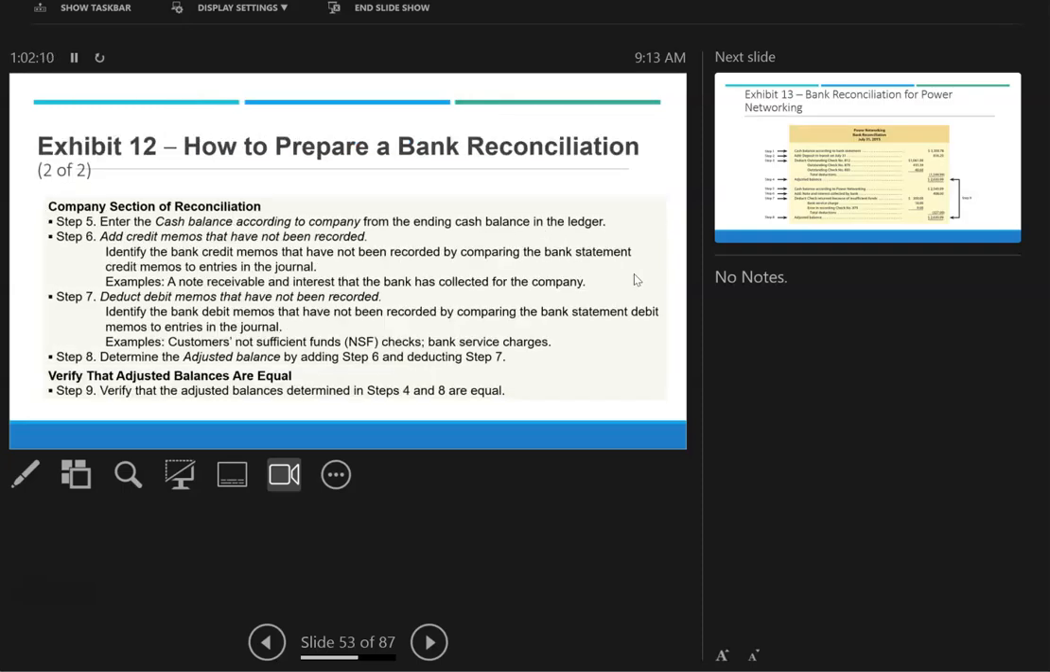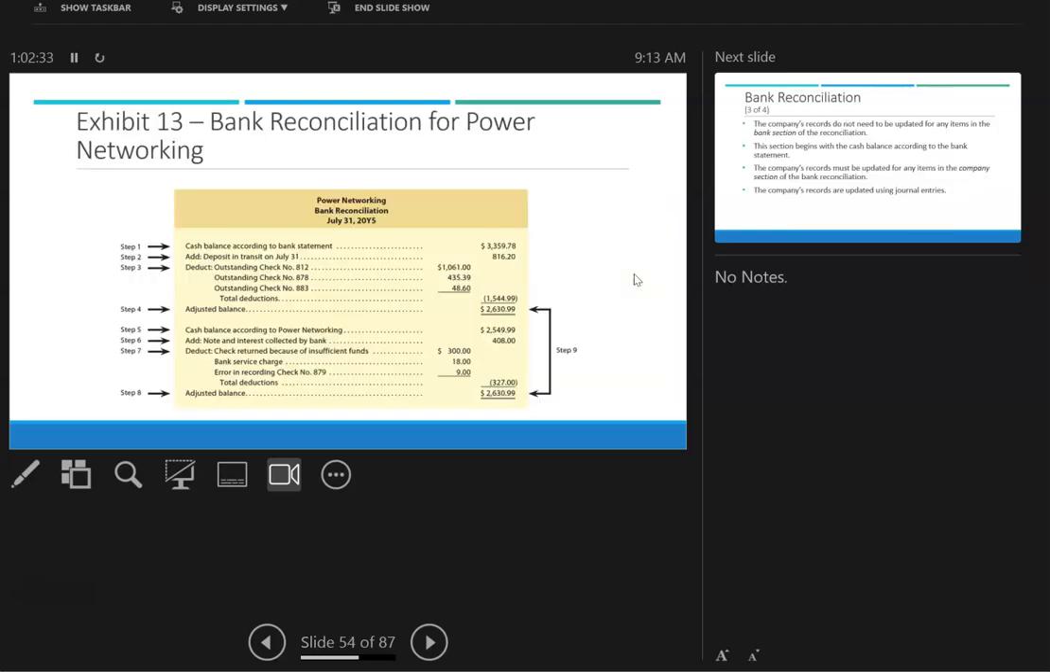Then on the company side, we're going to start with the cash balance. Then we'll add some credit memos that the bank recorded that we don't have yet. And then we'll deduct debit memos that the bank recorded that we don't have in our books yet. And then we'll come up with the difference. And we should balance.